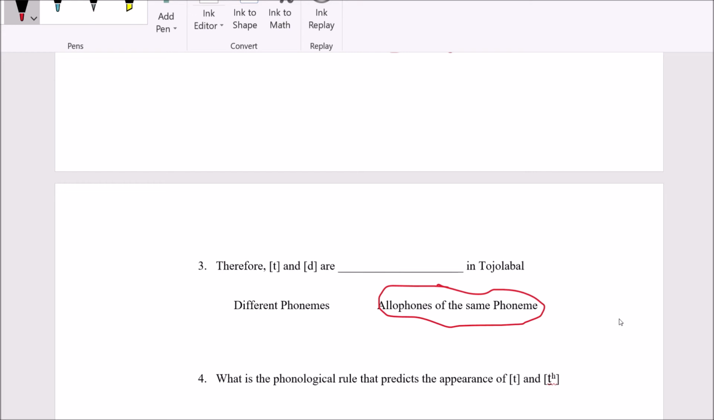So now, because they are allophones of the same phoneme, we need to make a rule looking at our data and predict when we will see one sound or the other. When do we see the voiceless alveolar stop? And when do we see the aspirated voiceless alveolar stop right here in Tojolabal? So remember, in English, it appears at the beginning. I wonder if it's the same here in this language. Let's go ahead and find out.